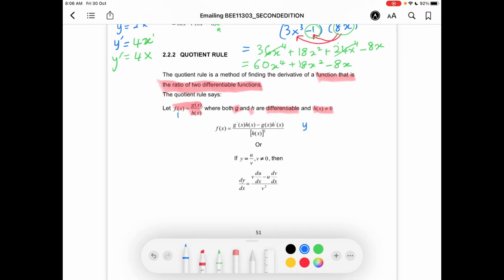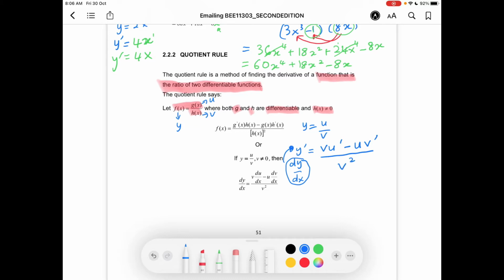So f(x) is y, g(x) we assume as u, and h(x) is v. In other words, we can write y equals u over v. So the formula will be y prime, which is dy over dx, just using the short notation. So y prime equals v u prime minus u v prime, over v squared.